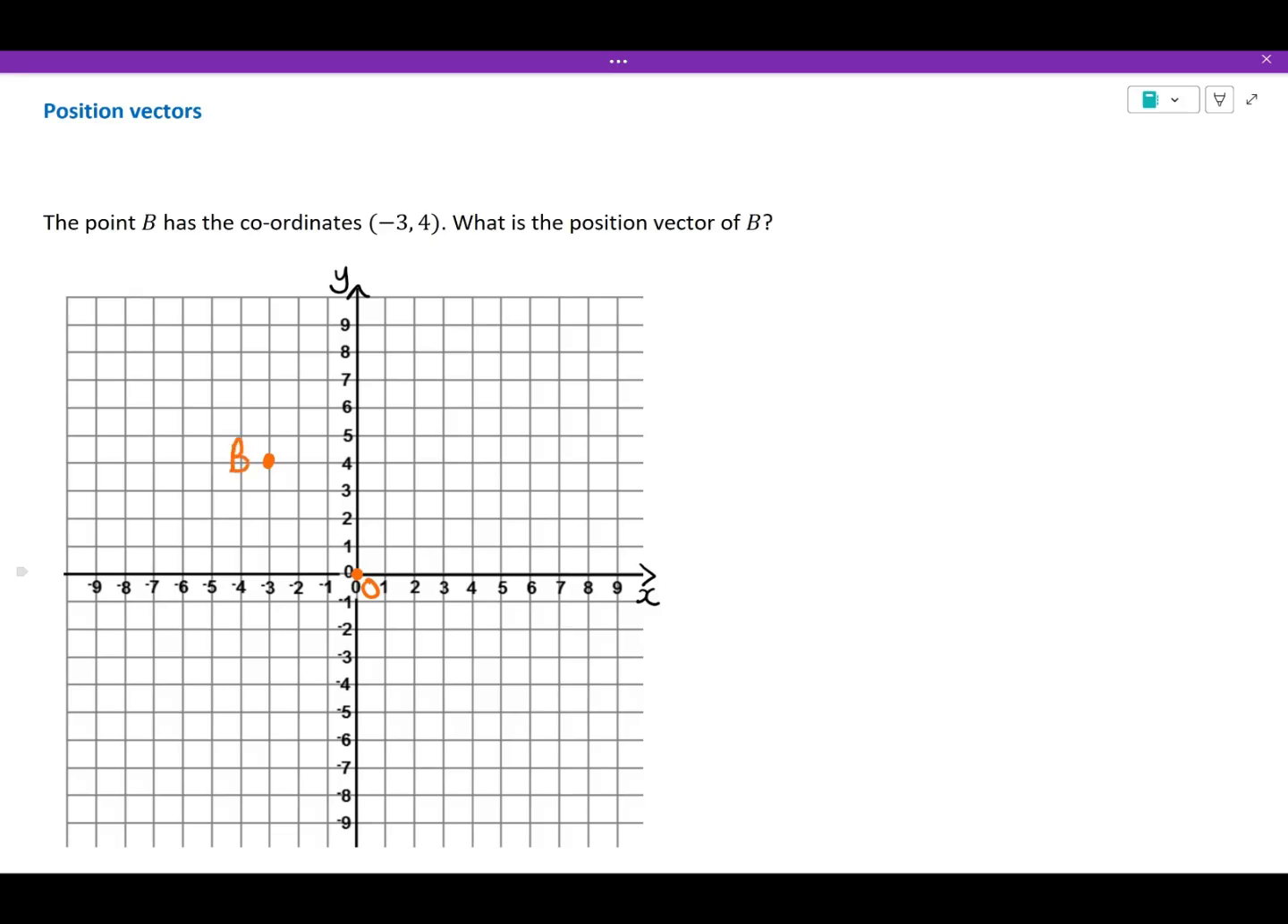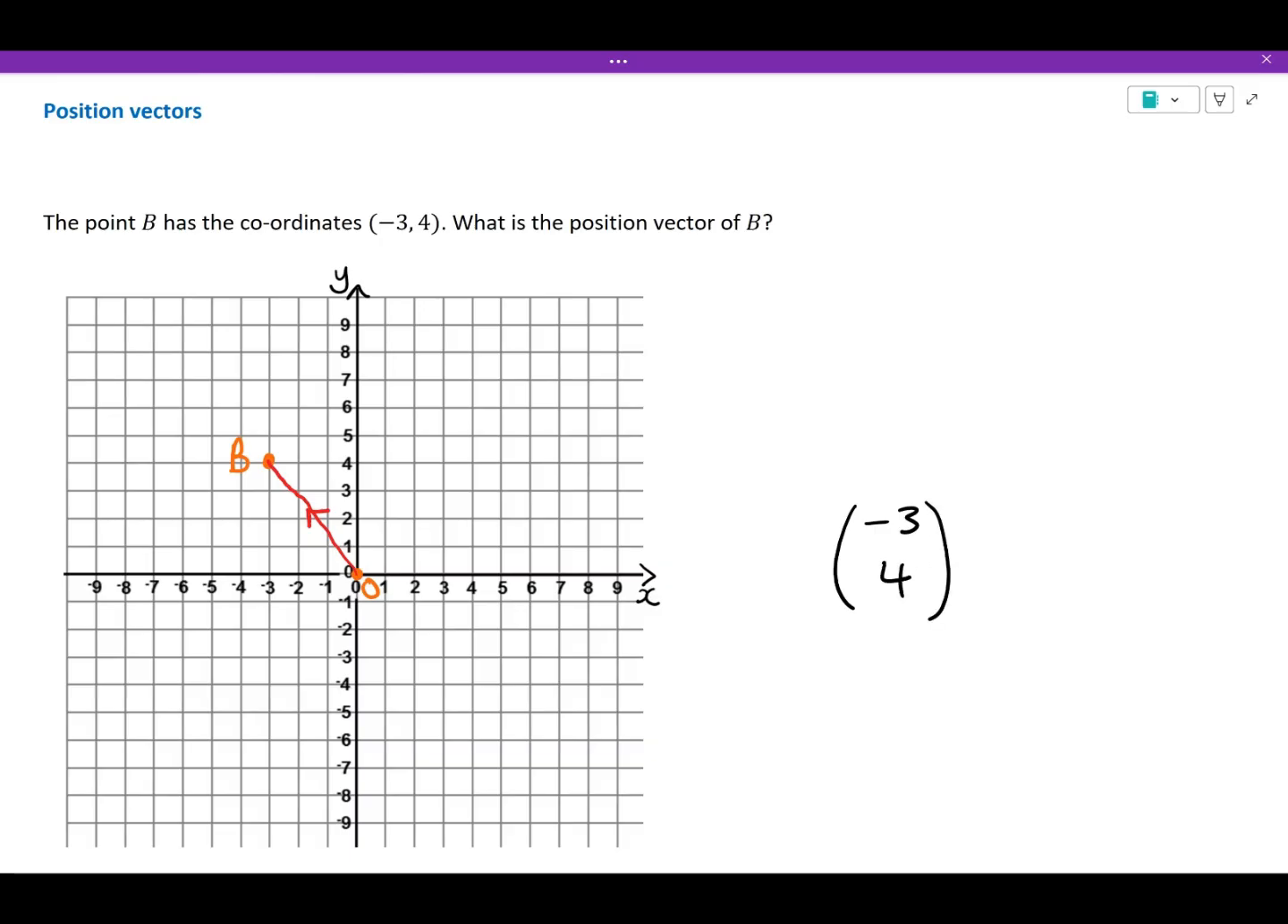Now, if I want to know the vector between those 2 points, what I'm going to do is draw a line joining them up. And then the arrow would be going in this direction because I want to end up at B. So let's write out the position vector of B. We have gone 3 to the left, and then we've gone 4 up. So the position vector would be, if it's 3 to the left, -3 for our horizontal component, and then it's 4 up, so +4 for my vertical component.